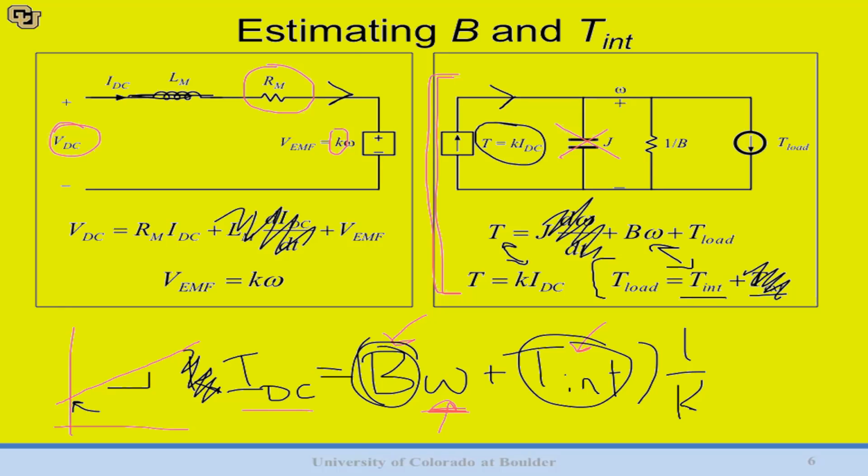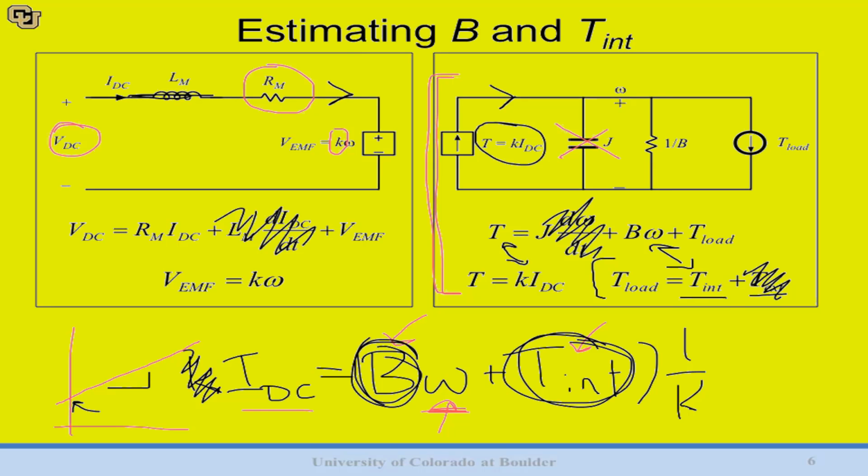In fact, if we took enough data points from our previous step where we estimated K, we should already have all these measurements taken. We don't need to take them again. And from this we'll get two of our parameters. We're going to end up with B and we're going to end up with T int.